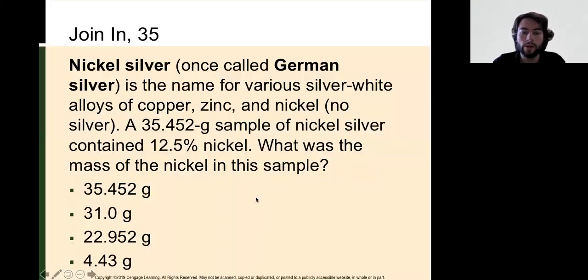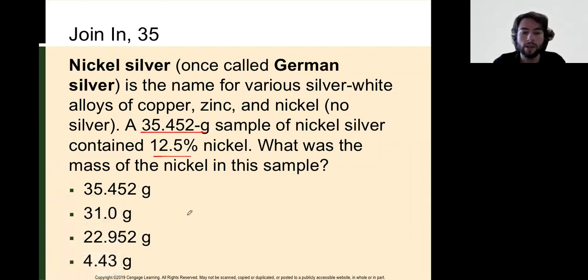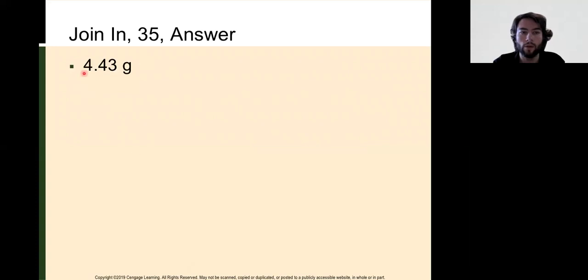Okay, so it's really quite a straightforward problem. What we're being asked to do is find the mass of nickel whenever we already know the total mass and the percentage of that which is nickel. So it's really just 35.452 times 12.5%. Whenever we do this calculation, we would find out that the answer is 4.43 grams. There you go, 4.43 grams.